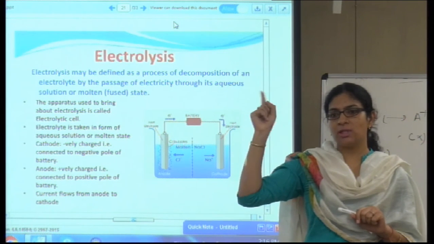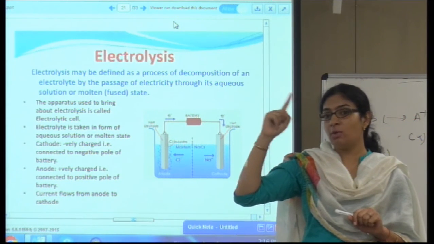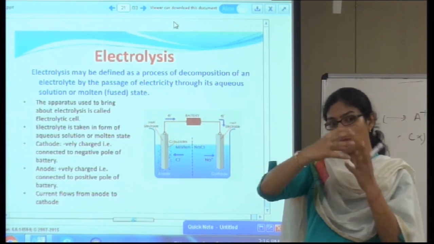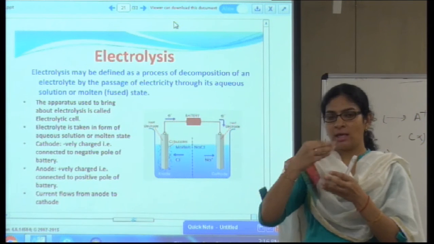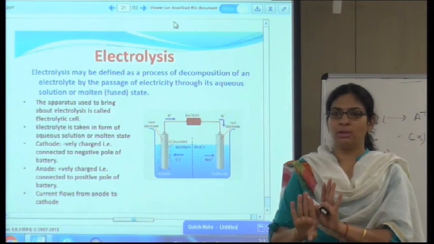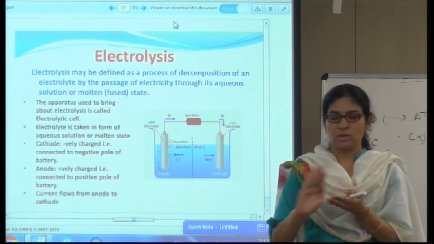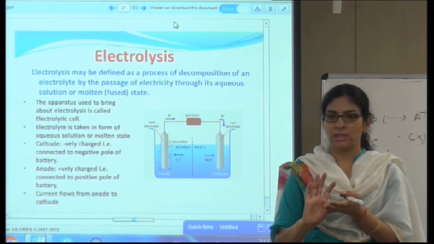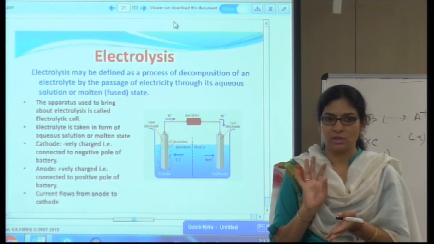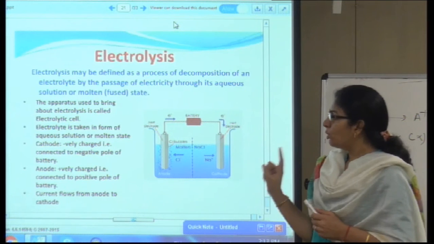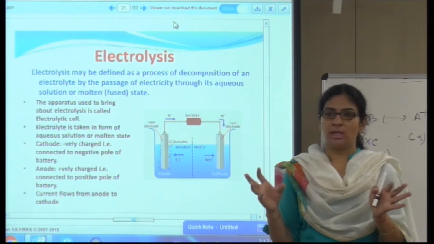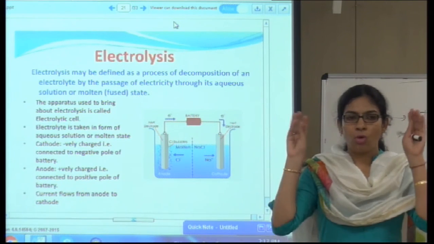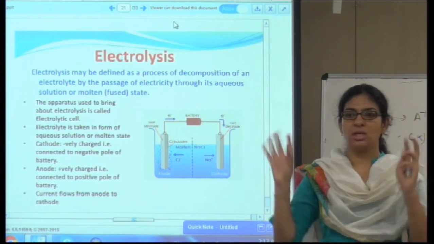It was positively charged. Why positively charged? Because electrons were being consumed there, right? Copper 2 plus ion is gaining 2 electrons, becoming copper metal. So electrons are being consumed there, so therefore it is deficient of electrons and hence positively charged. But here we do not assign this polarity on the basis of electrons, we assign the polarity on the basis of the poles of the external battery to which they are connected.